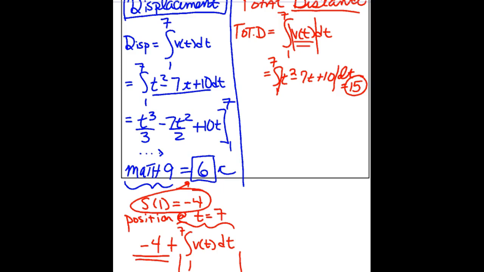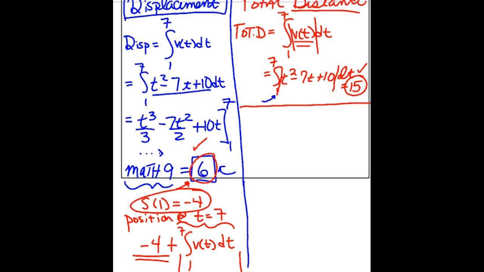It shouldn't be a surprise to you that that's quite a bit bigger than the 6 because we were going backwards for the whole interval from 2 to 5. That's a lot of time going backwards where it was counted negative in this one and positive for my total distance. The harder thing with this kind is how would you do it without your calculator?